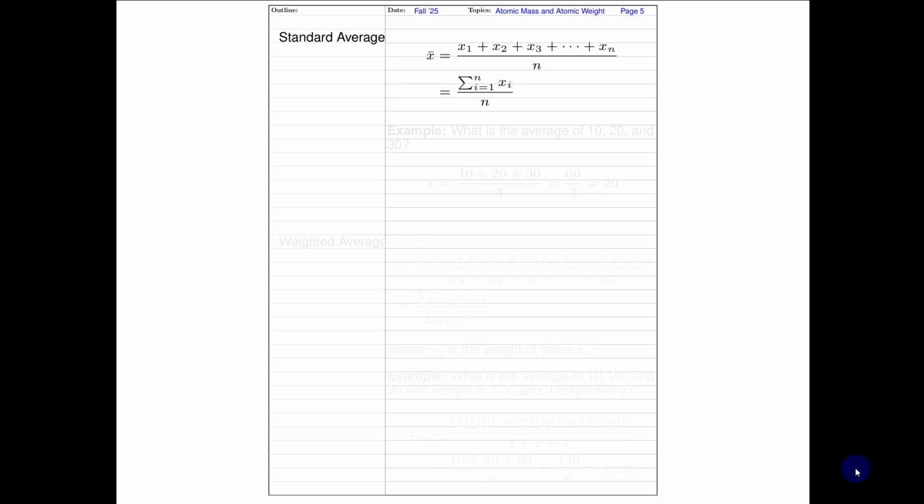I find it helpful to use a numerical example with no chemical information to explain standard averages and weighted averages. This gives a more intuitive understanding of the mathematical definition of atomic weight, and we will do that now. Let us first recall the standard average. The expanded form of the equation shows that the average is the sum of the x values over the total number of x values, n. A standard average can also be represented in sigma notation, where again it is the sum of the x values over the total number of x values, n.